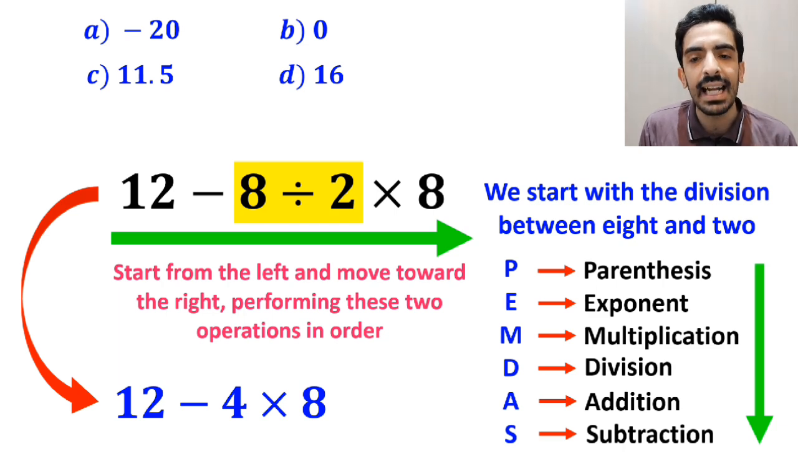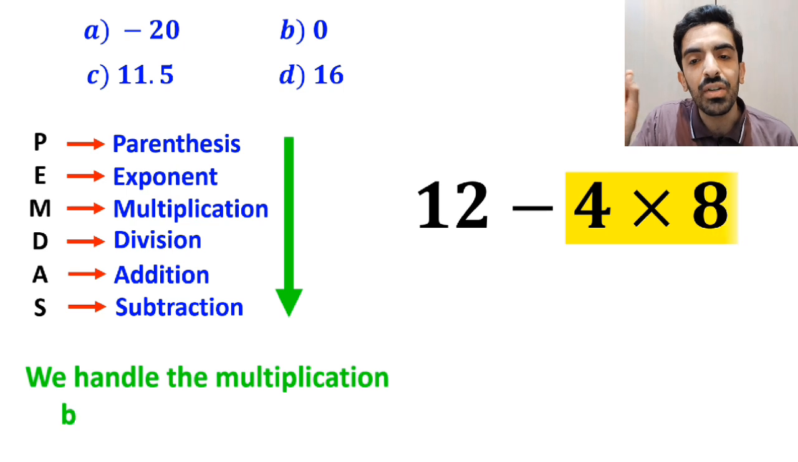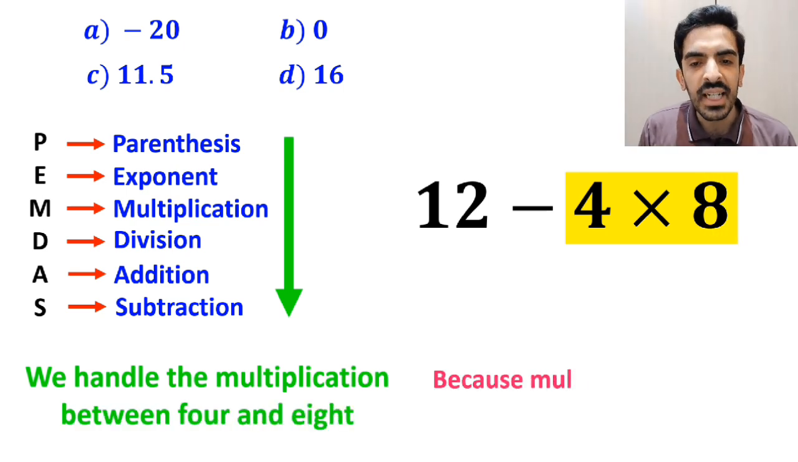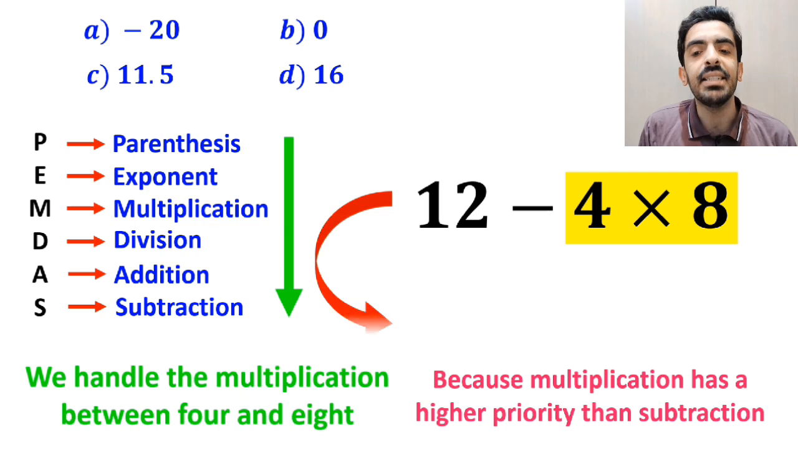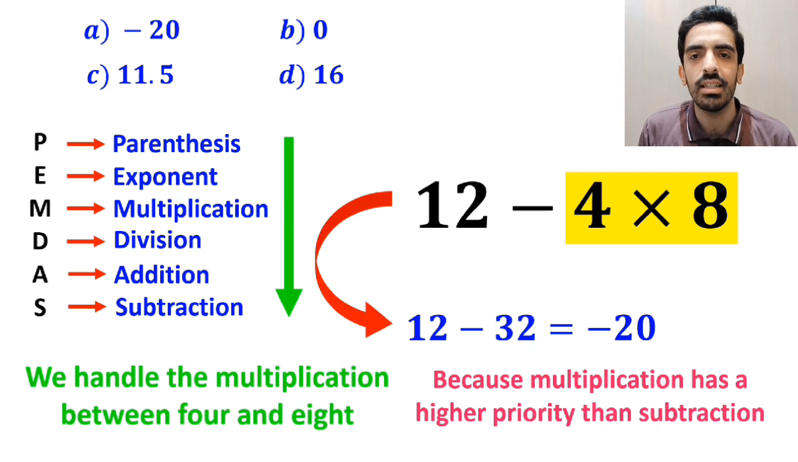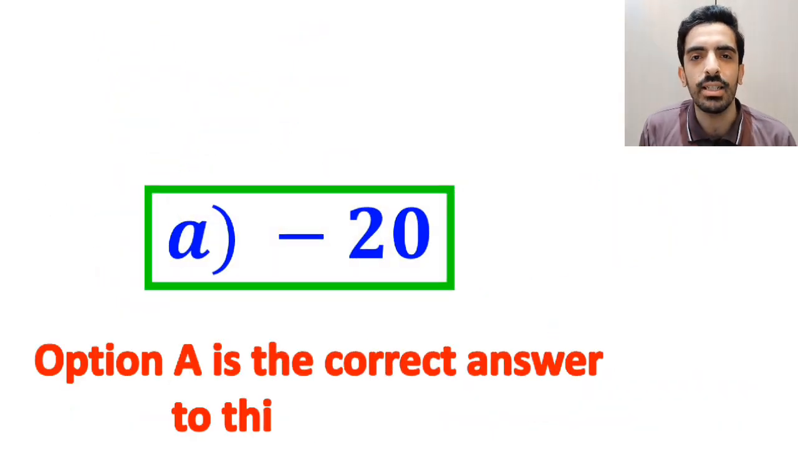minus 4 times 8. In the final step, we handle the multiplication between 4 and 8 because multiplication has a higher priority than subtraction. And this expression simplifies to 12 minus 32, which ultimately gives us the answer negative 20. Therefore, option A is the correct answer to this question.